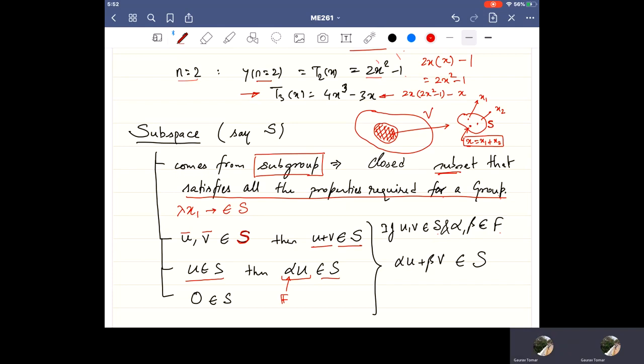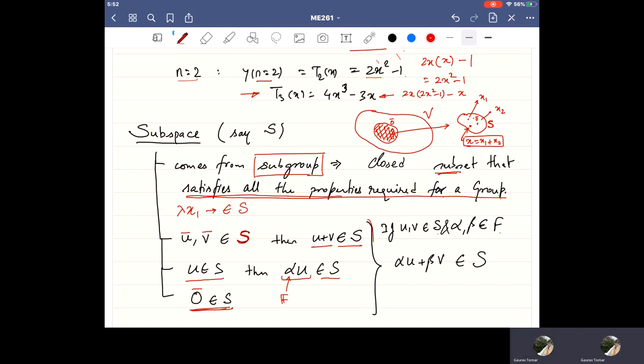Another requirement is that the identity element has to be there, and with respect to that binary operation, the identity element will not change, right? So that means 0 should be a part of this also. Every subspace will have the 0 vector. That comes from the abelian group requirement that the identity element should be there. That's when it will be able to satisfy all the properties required. So 0 belongs to S.